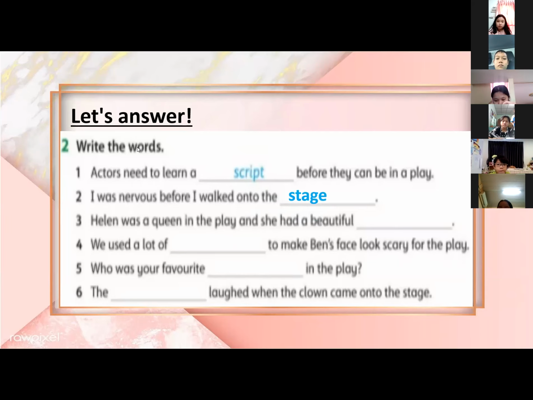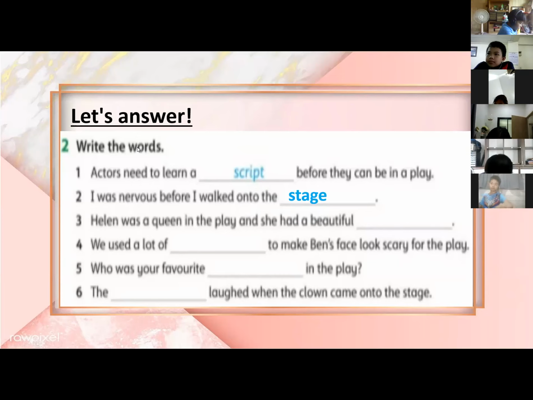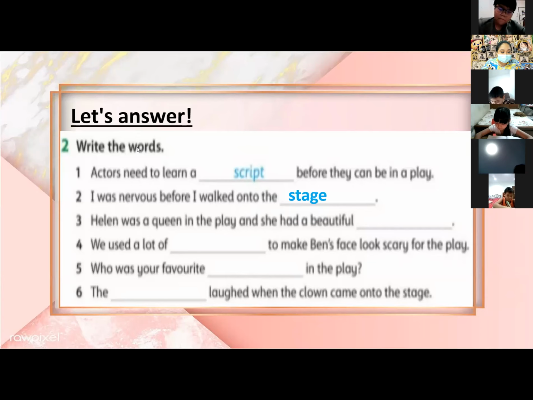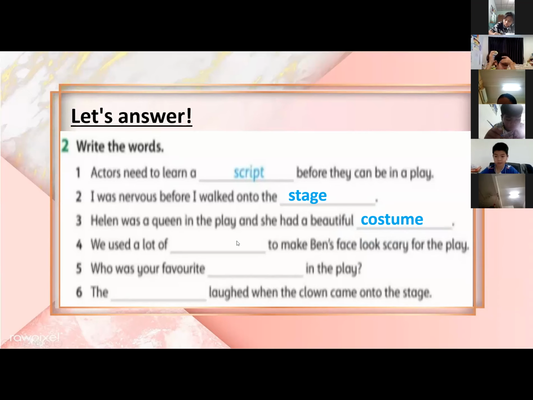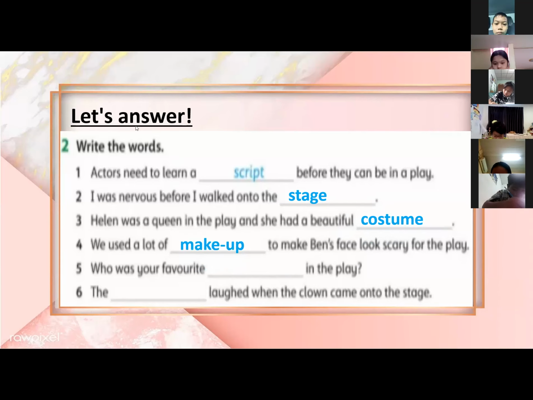Stage, very good. How about number three? Who wants to answer number three? Anyone? Helen was a queen in the play and she had a beautiful costume. Costume. Very good, Titaya. For number four, who wants to answer number four? He used a lot of makeup to make Ben's face look scary for the play. Very good. How about number five? Anyone? Number five? Who was your favorite character in the play? Character, very good.